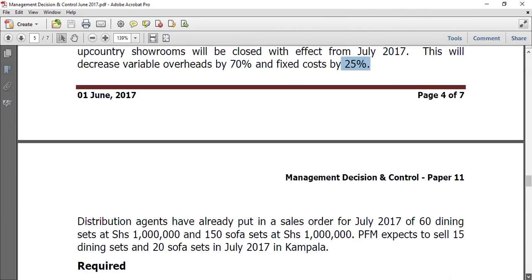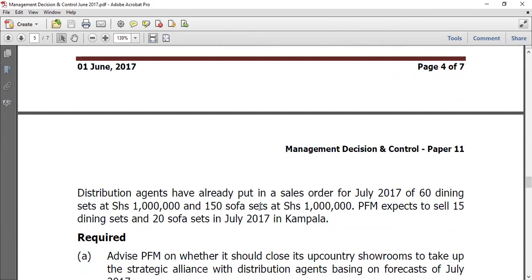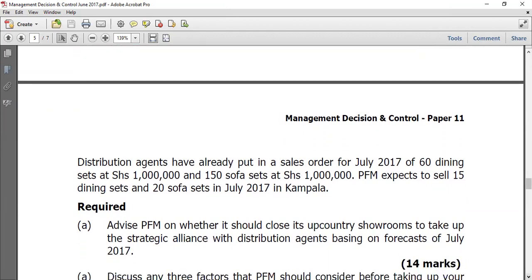They go ahead to tell us that distribution agents have already put in place a sales order for July 2017 for 60 dining sets and 150 sofa sets at 1 million. PFM expects to sell 15 dining sets and 20 sofa sets in July 2017 in Kampala. Advise whether PFM should close its upcountry showrooms to take up the strategic alliance with distribution agents.